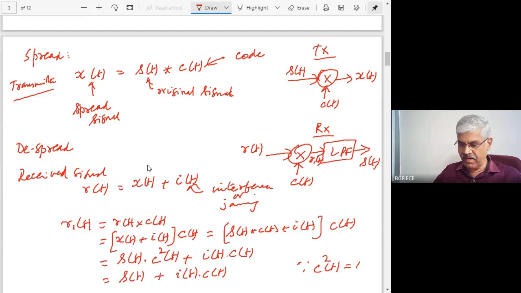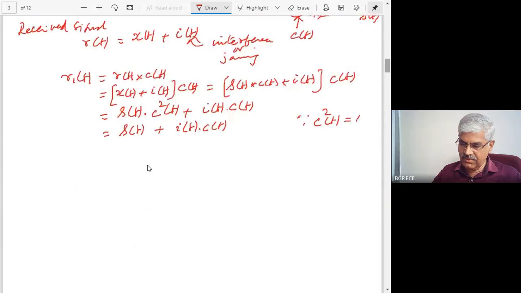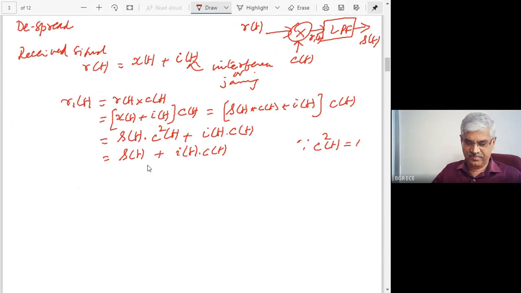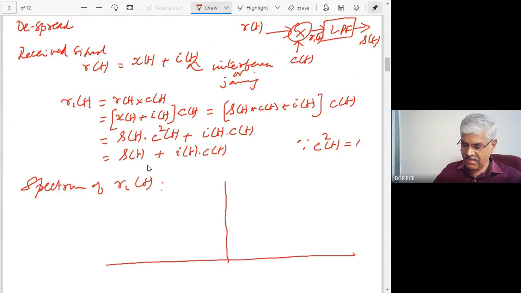If you see, we have a multiplier c of t, and then we pass through a low pass filter. What happens is s of t is a low pass signal, whereas this I of t into c of t is a wide band signal. So when the interference is multiplied with the wide band signal, it will still be wide. So if I draw the spectrum of r1 of t, it will look like this. That is f. There is the original signal like this, and also there will be this component.